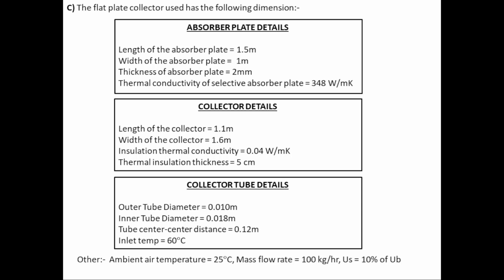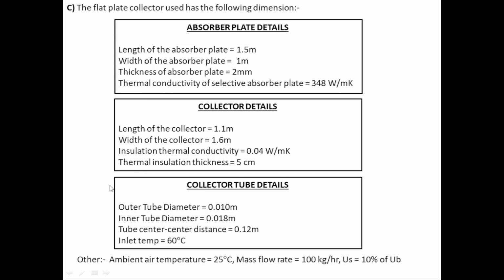Here you have first the absorber plate, then the collector, and then the collector tubes. The specifications are given, like length of the absorber plate, width of the absorber plate, thermal conductivity, thickness, and then in the case of the collector, the insulation thermal conductivity and thermal insulation thickness.